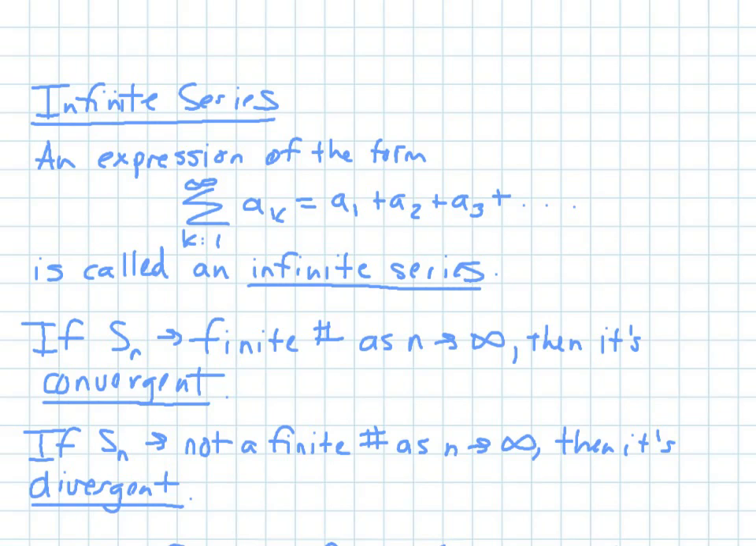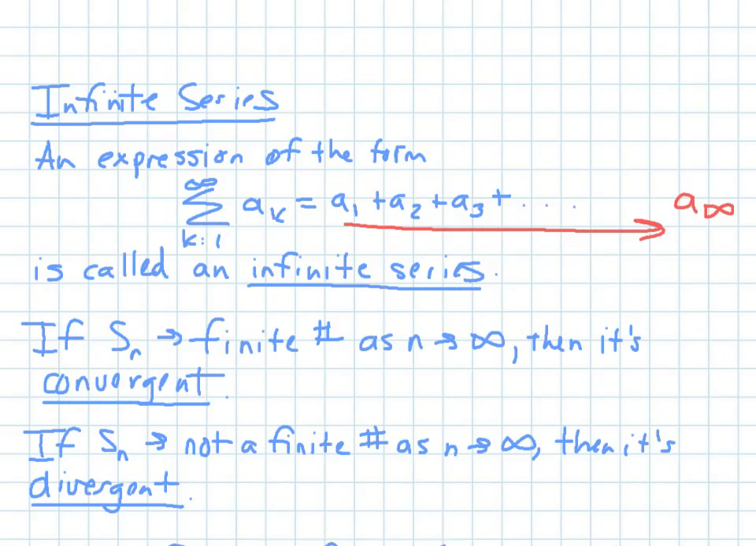So if we look at an expression of the form of the sigma of a sub k from 1 to infinity, we're just going to continue going this way until we get to this number, but we'll never get to that number because we don't know what that number is. So we call these infinite series. Now, infinite series can have partial sums of two different types. You can either be convergent, meaning it converges or ends up becoming a number, or it can be divergent, meaning it never approaches an actual finite number.